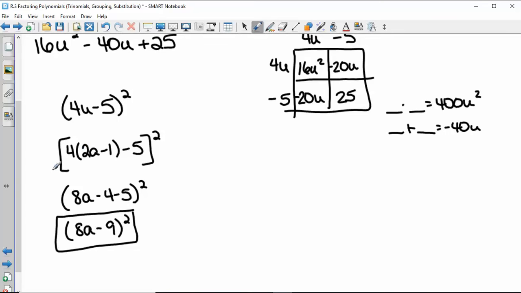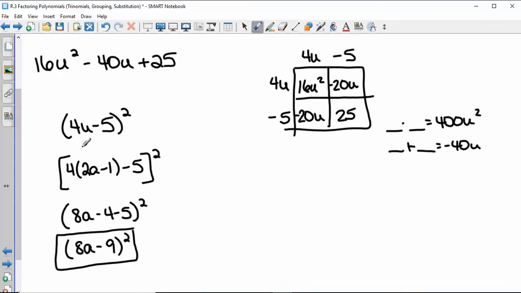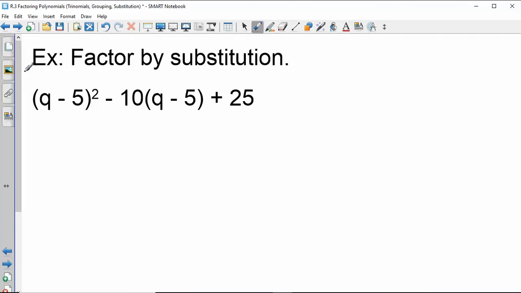Okay, if you're understanding this, you're welcome to stop watching at this point and work on your homework. If you're a little iffy, I'd like to do one more problem just to make sure we're okay. So let's do this one. So you notice we have a q minus 5 in both of them, so that is our u.